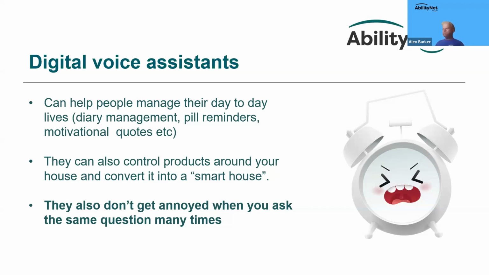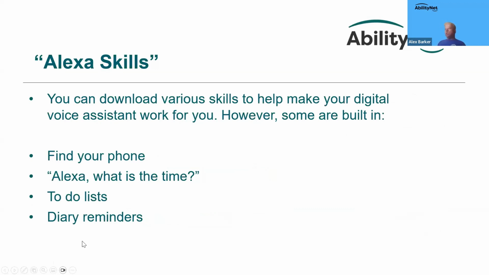Next slide, please. So there are many different sorts of skills that might come in useful if you've got Alzheimer's. You can download many various skills to help your digital voice assistant work for you. However, some are built in. So, for example, a great one for me, because I'm always using my phone, is Alexa, find your phone. It will actually call your phone and hopefully you'll be able to find your phone that way.